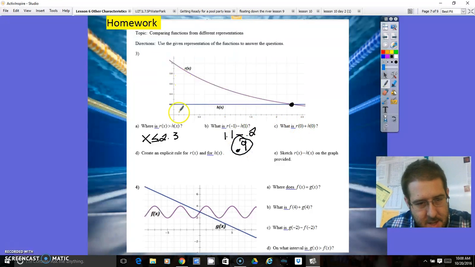What is r of 0 plus h of 0? R of 0 is 1, definitely, and h of 0 is 0.2. So 1 plus 0.2 is 1.2.